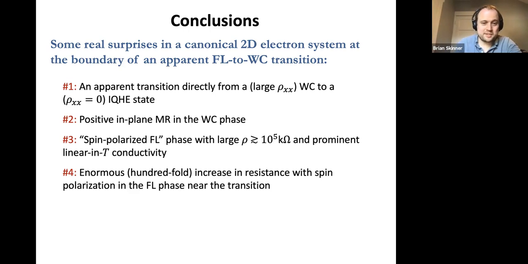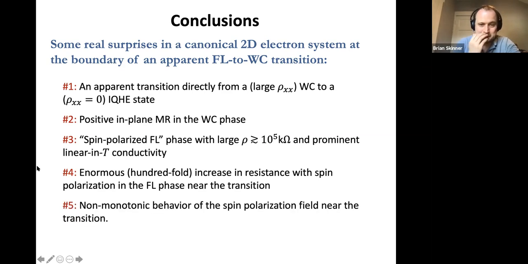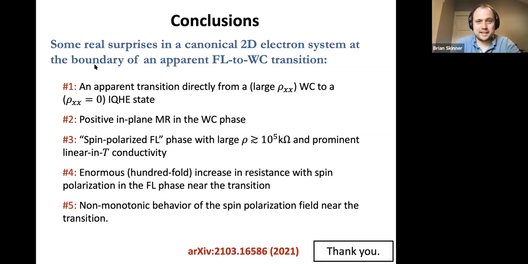We see this enormous increase in resistance with spin polarization, even whilst remaining in a phase that doesn't look like an insulator. And the origin of this huge magnitude resistance is a mystery. And finally, the behavior of the spin polarization field is also mysterious. So with that, I'll just put up the arXiv reference one more time, and I'll thank you guys for your sharp questions and your kind attention.